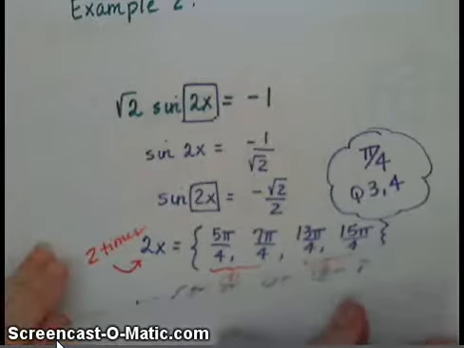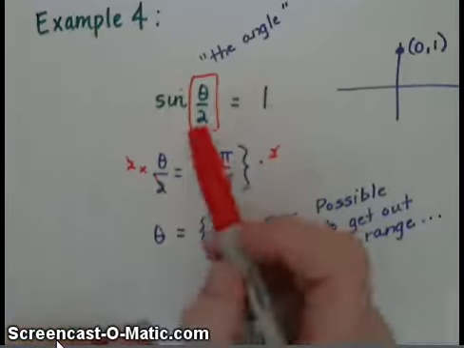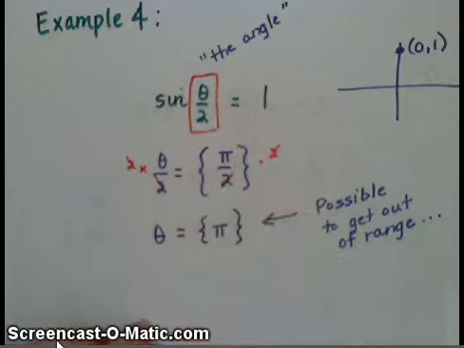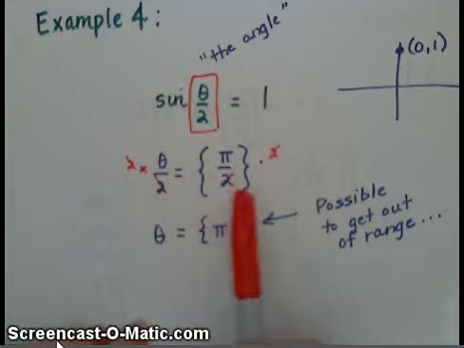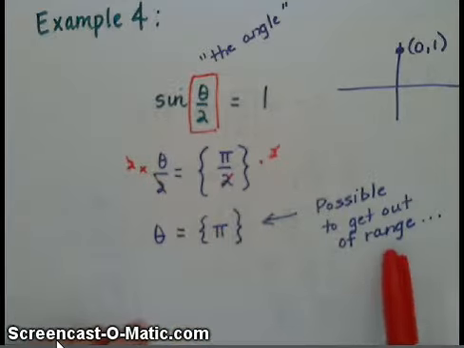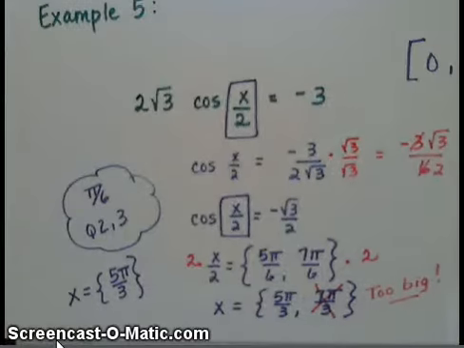All right, let's skip over and do one that's a partial angle. This is not 2 theta, this is theta over 2, 1/2 of a theta. Again, where is the sine 1? We got the angle, that's theta over 2, then we doubled both sides, and I warned you it was possible to go out of range on this, and so on the last example, when we did that, you see one of our angles was too large, so we throw it out, leaving us only one angle.